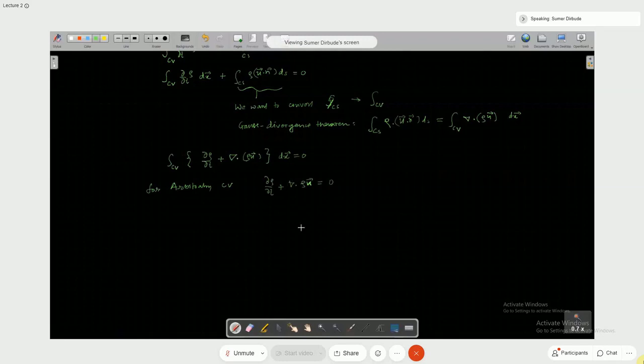And this is our conservation of mass principle. This is also called the continuity equation. Call it equation A. Similarly, we can derive equations for the conservation of momentum and conservation of energy.